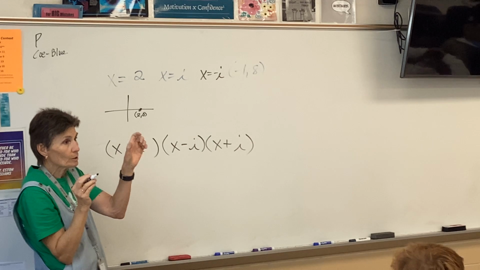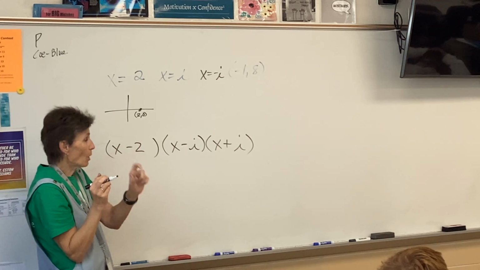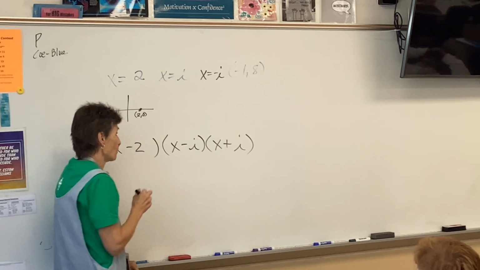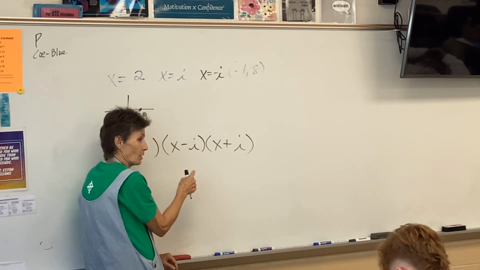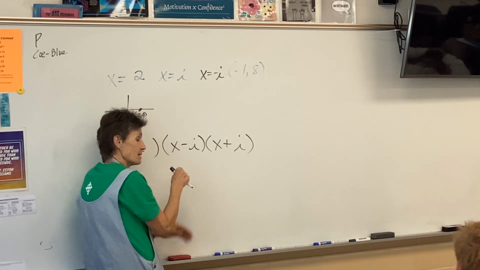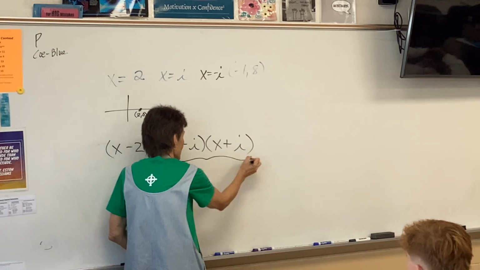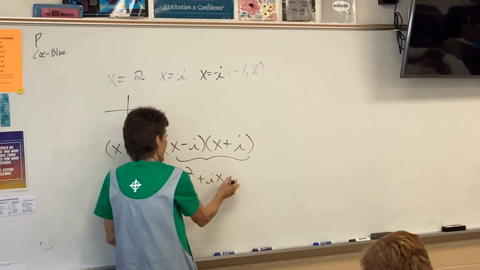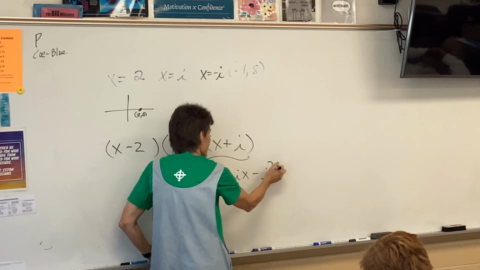So we took the roots, zeros, wrote them as factors, and now we're going to multiply them together. So if you have i's, start there. Always start there. Because they'll cancel. A bunch of stuff will cancel. So here we go. I'm going to FOIL these together. So I have x squared plus ix minus ix minus i squared.